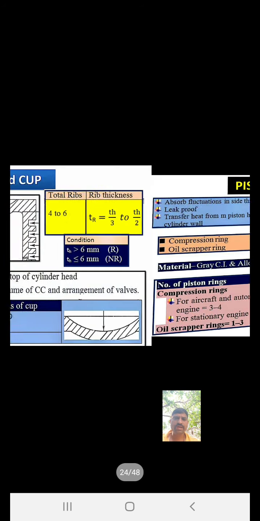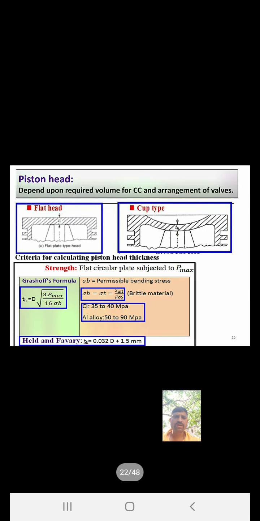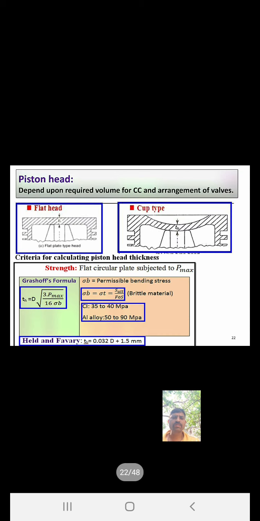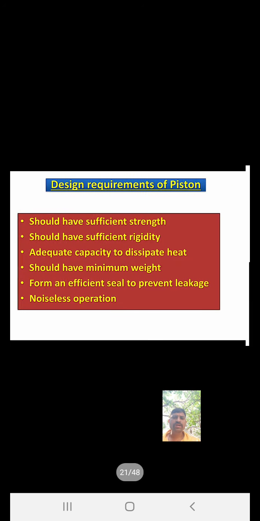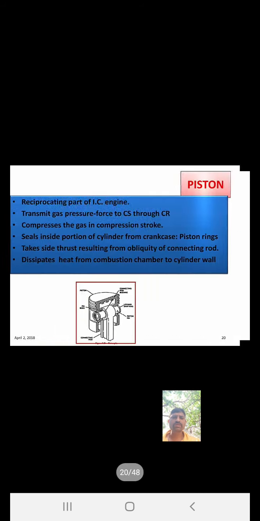In today's lecture we have completed the piston part. The piston ring is there, then piston ribs and cup, then heat dissipation and strength we have seen, both. We get which is the greater value, and this value you should choose for the design. Heat dissipation has different formulae and strength has different formulae, but you have to check which is the greater value. On the basis of those two values you should choose the value for the design. We have also seen the design requirements for the piston.